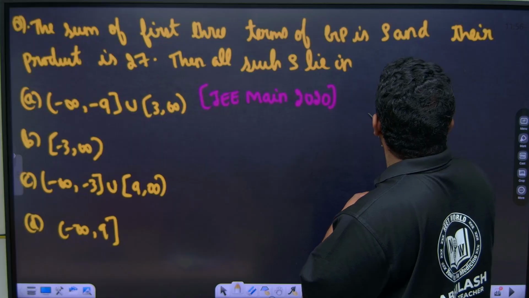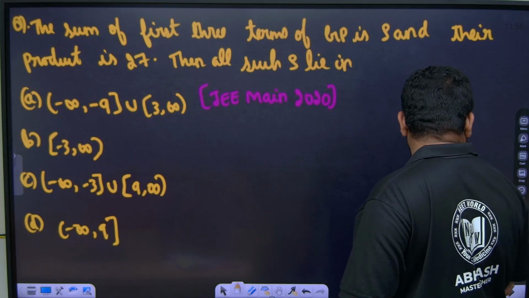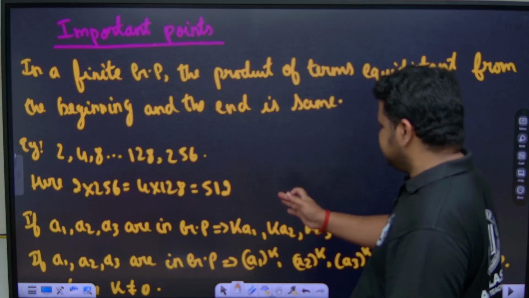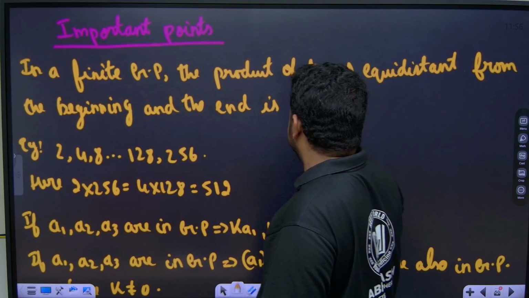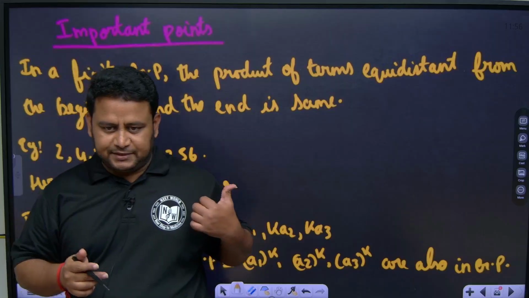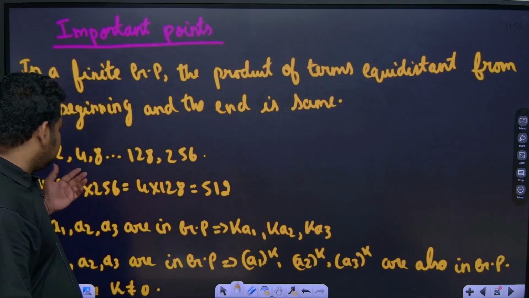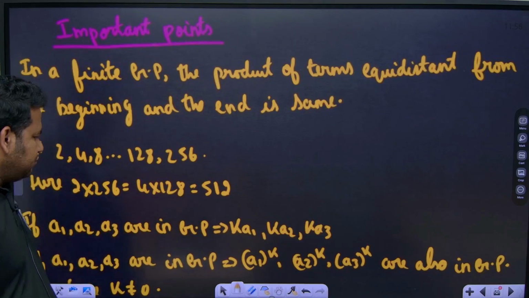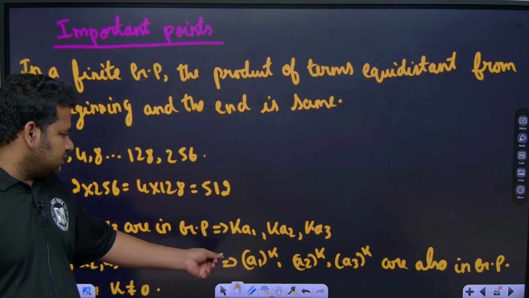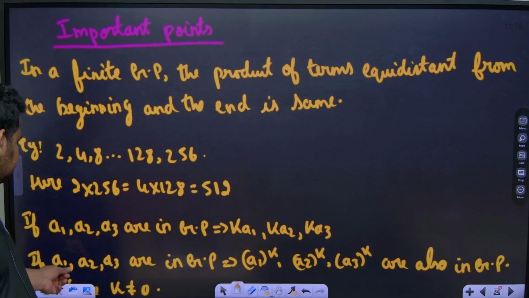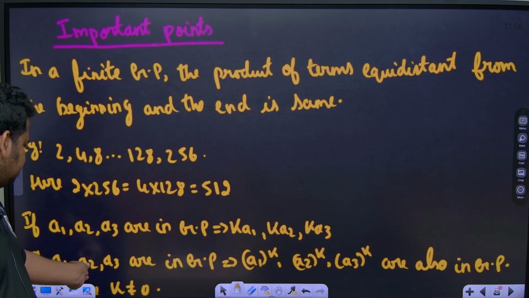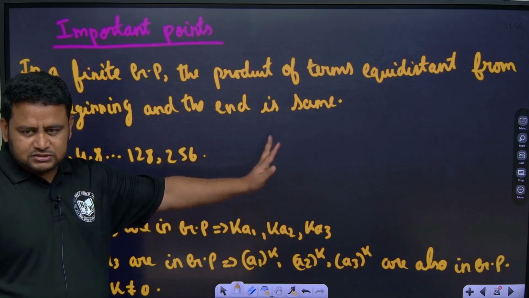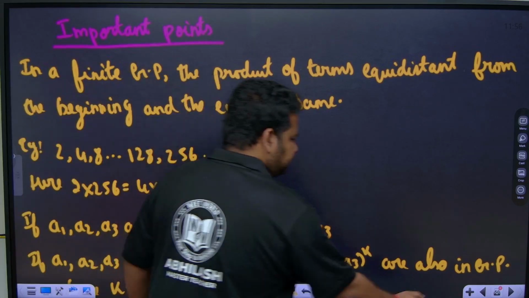Okay. This question did we do? Yes, I think not required. This question I left, I think. See, when it comes to GP also, the product of terms equidistant from the beginning and at the end is the same, like AP. And next thing I told, this is what is given here. If you multiply something, that will also be in GP. If you take the powers, that will also be in GP. If a1, a2, a3 are in GP, then a1 to the power k, a2 to the power k, a3 to the power k, same powers will also be in GP.